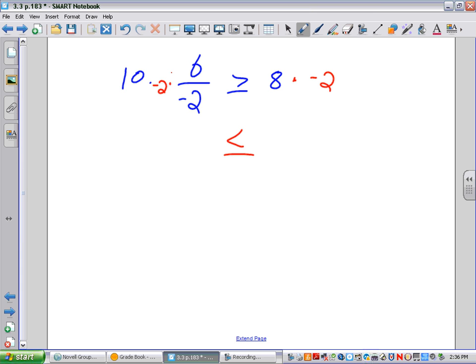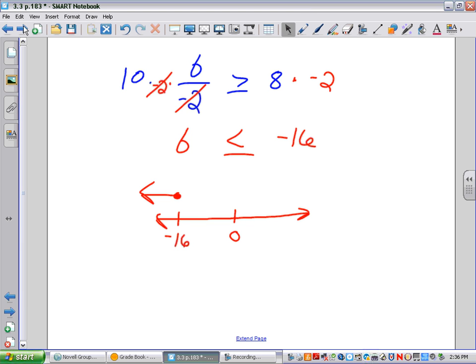Finishing this problem, my negative 2's can be marked out, leaving me with a b. And 8 and negative 2 multiplied together makes negative 16. I have it solved. Now graph, straight line, 2 arrows, 0 in the middle, negative 16. It's underlined, so I want a closed circle. Less than means it goes off to the left.